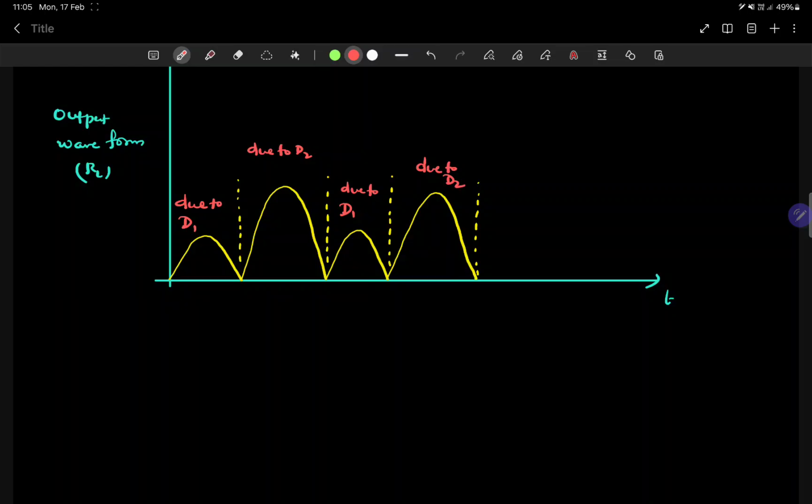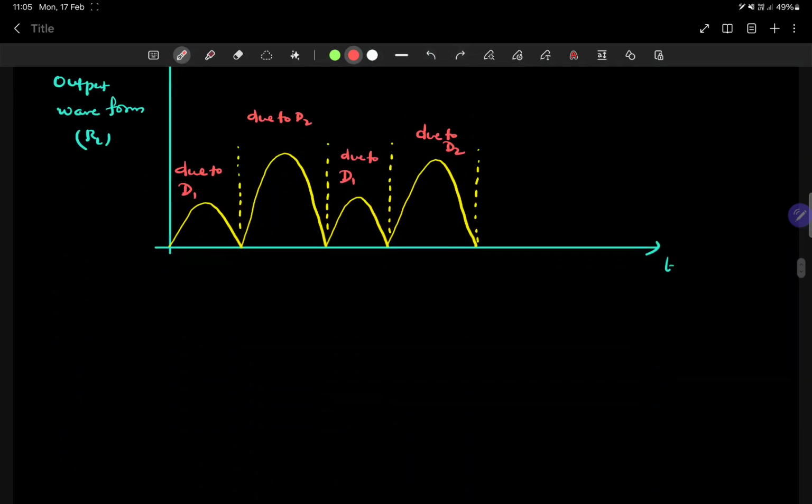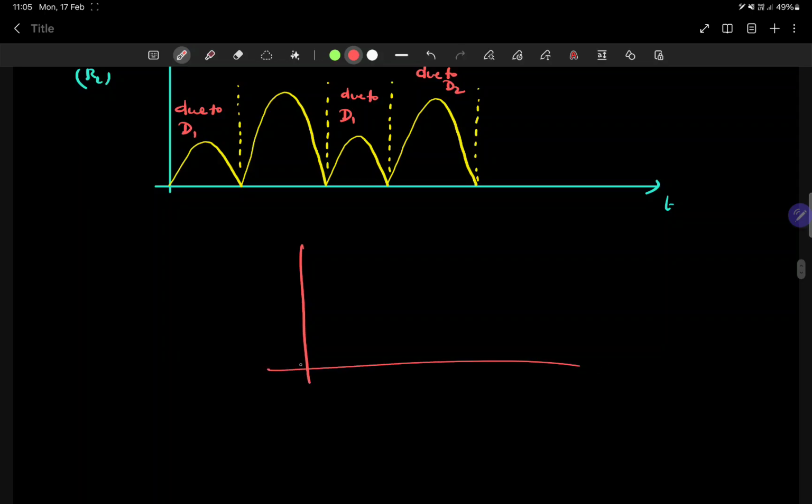And you remember, if the center tap is attached at the middle, suppose this is the secondary coil and the center tap is attached to the middle part, that means the EMF on D1 is equal to the EMF on D2. So earlier we have drawn the graph like this. In case of a full wave rectifier, the graph is like this. That means the center tap is at the middle portion. Okay, this is the significance.